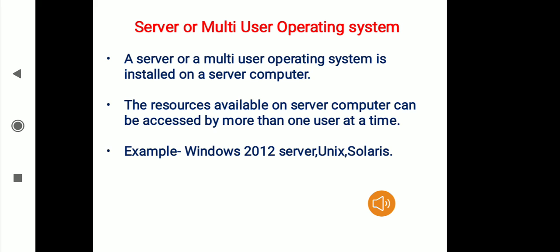So as the name server or multi-user operating system suggests, it defines a computer whose available resources can be accessed by more than one user at a time. To put it simply, multiple users can operate such types of server or multi-user operating system at a particular time. These types of operating systems are also more complex and highly priced. Examples of such operating systems are the Windows 2012 server, the Unix, and the Solaris.